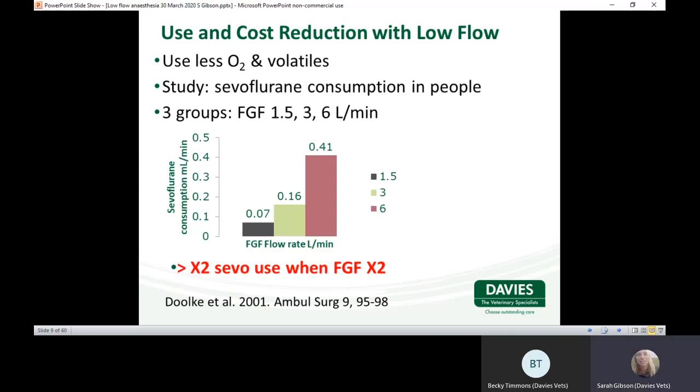You can see the different fresh gas flow groups on the x-axis and the sevoflurane consumption on the y-axis. As we might expect, increasing the fresh gas flow increases the sevoflurane consumption. But what is surprising is that the sevoflurane consumption increase is not linear. It more than doubles with each doubling of the fresh gas flow rate. So going from 3 to 6 litres per minute, the sevoflurane increases from 0.16 to 0.41 millilitres per minute. So this shows what an impact reducing the fresh gas flow rate can have on the isoflurane or sevoflurane usage.